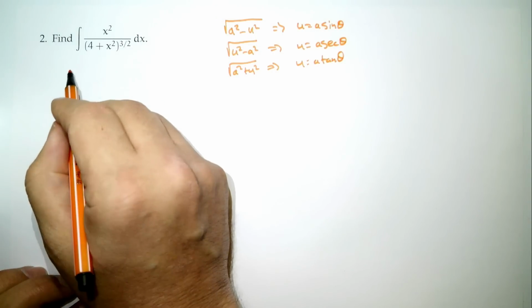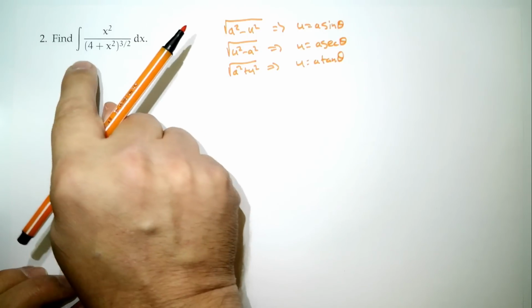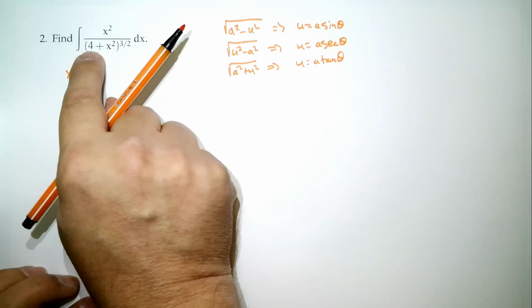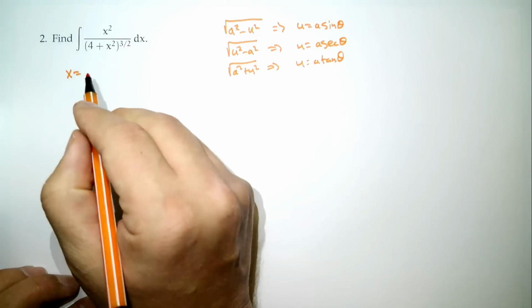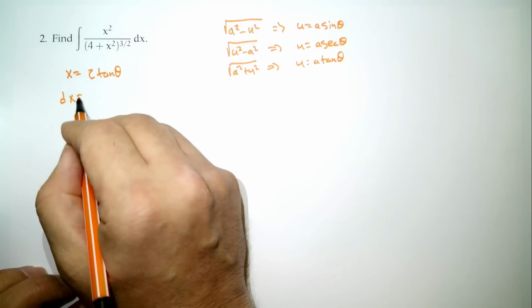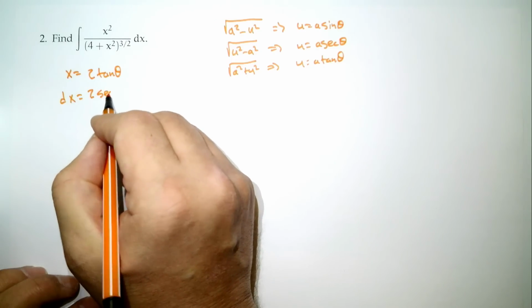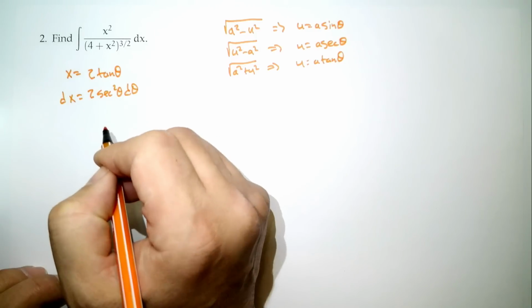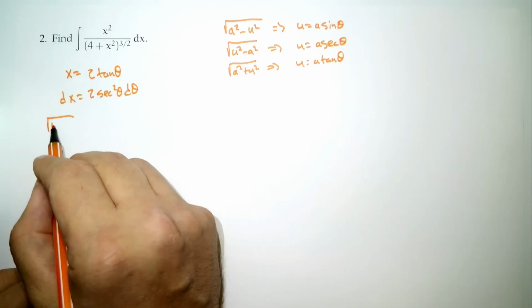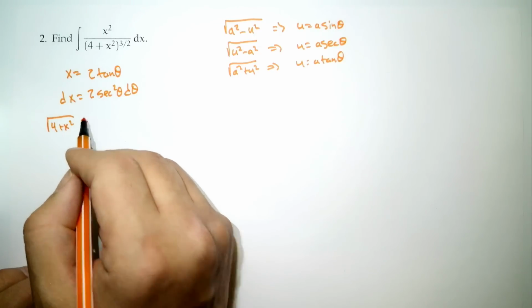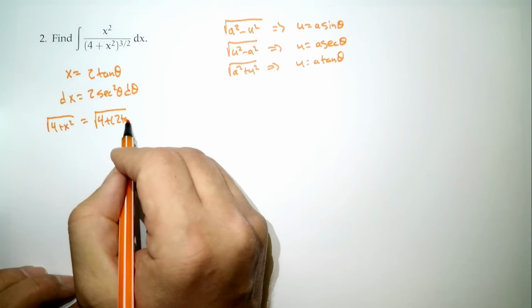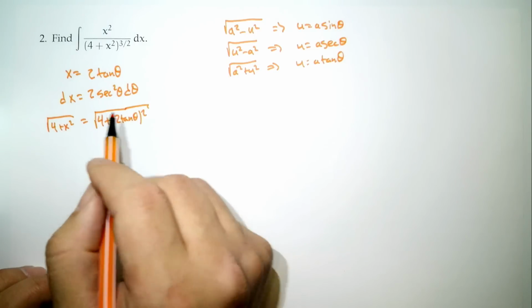So we're going to let x equal, and be careful here, if this isn't 1, you've got to make sure you account for it. In this case, it's 4, which is really 2 squared. So x should be 2 tangent theta. dx, well, that'll be 2 secant squared theta d theta. And then, well, what will be the square root of 4 plus x squared? Well, it should be something nice, because if it doesn't simplify, then we've made the wrong substitution.